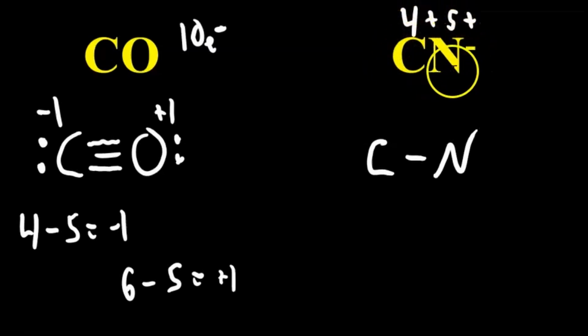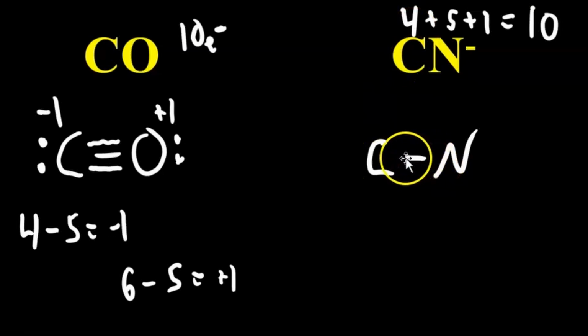But since this thing is charged, it has a negative charge, that means it has more electrons than expected. 1 more, because anions are negative. So 4 plus 5 is 9, plus 1 is 10. So 10 electrons around this. Now we have 2 in the bond. And again, we're going to start with nitrogen because it's further to the right.